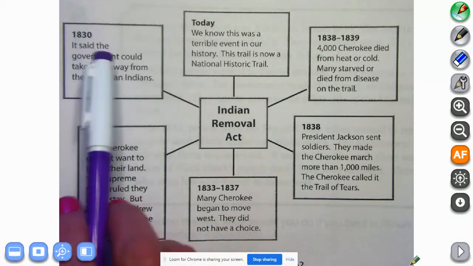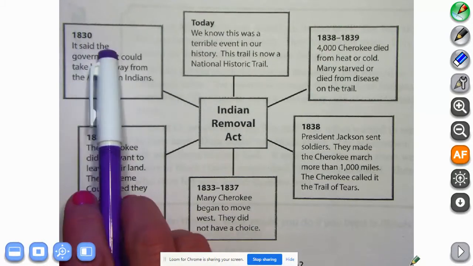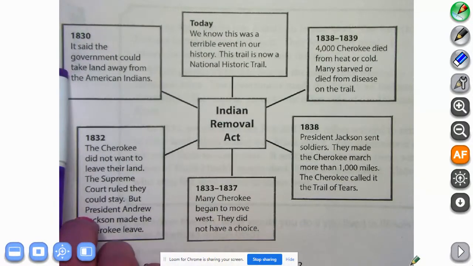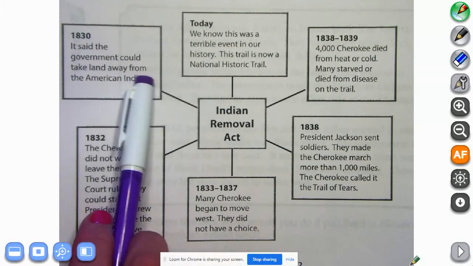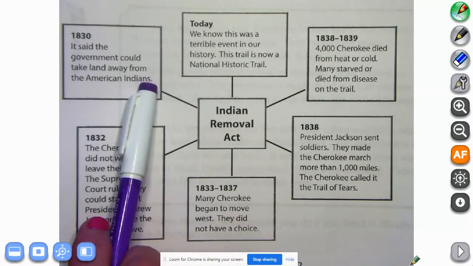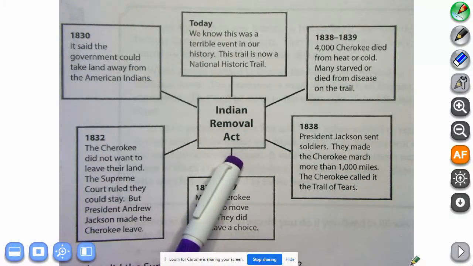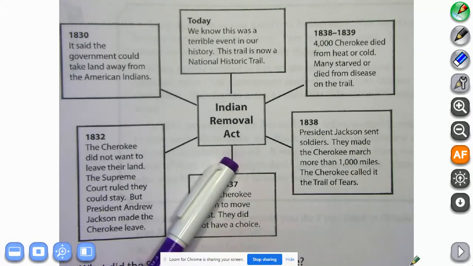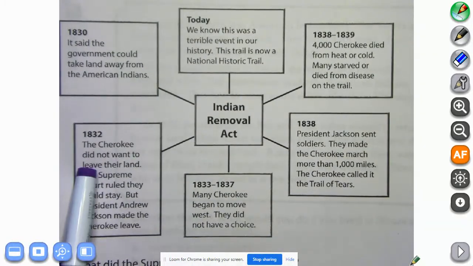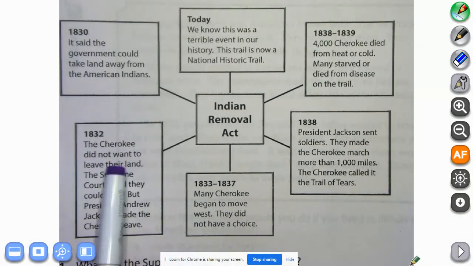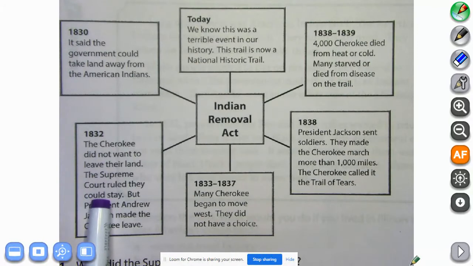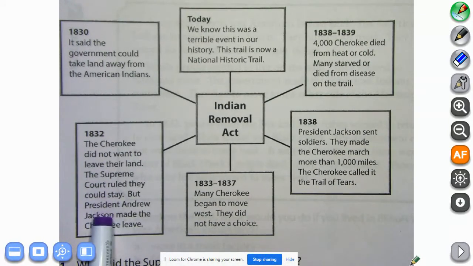So let's go ahead and do the timeline as it goes around. So it says in 1830, the Indian Removal Act said the government could take land away from the American Indians. So they made an act, a law almost, not quite, but like a law that said, we can take away your land if you're an American Indian. Doesn't seem very fair, does it? In 1832, the Cherokee did not want to leave their land. The Supreme Court ruled they could stay, but President Andrew Jackson made the Cherokee leave.